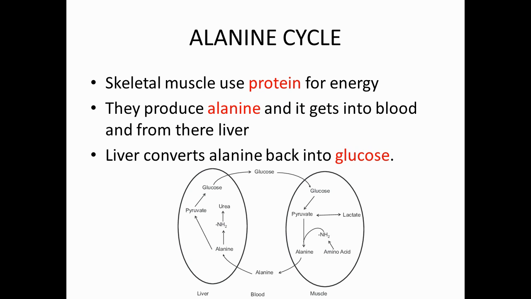So first thing we are going to see is the alanine cycle. Skeletal muscle uses protein for energy and produces alanine in the process. Alanine will get into the blood and from there it will get into the liver. The liver converts alanine back into glucose for making energy via glycolysis. So that's how we produce energy in muscles.